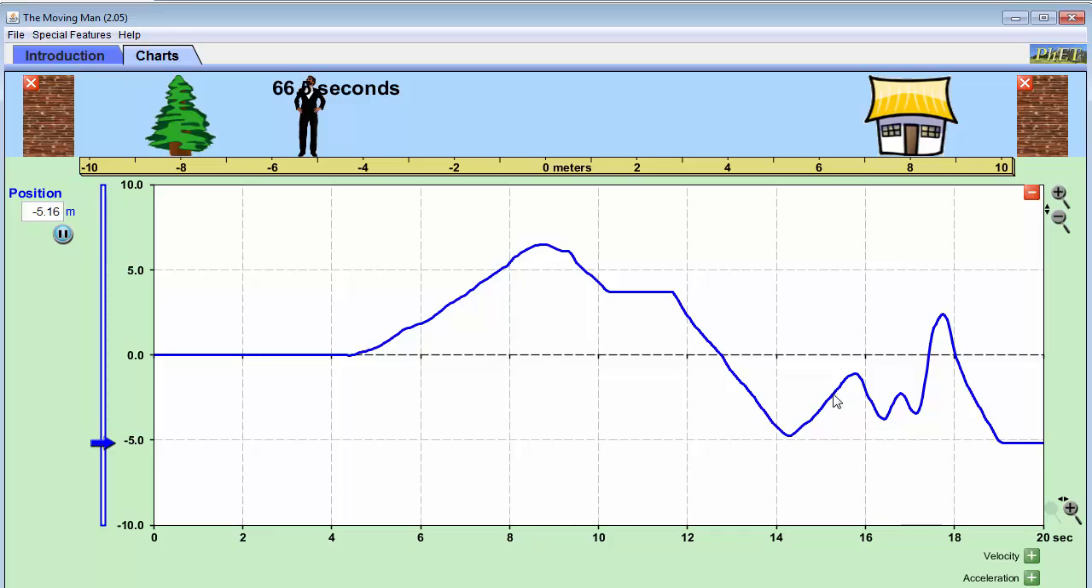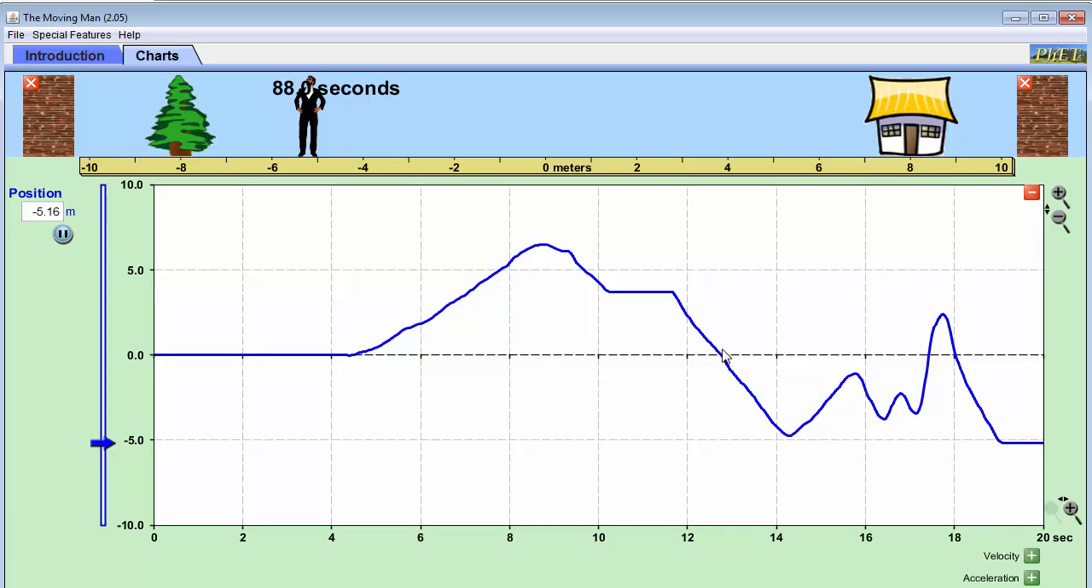The other feature of these graphs is here I've got a pretty steep slope, and here I had a pretty shallow slope. This means my position was changing quickly in a short amount of time. Here my position didn't change very much in a long time, so this means that I was moving slower, and this means that I was moving faster.